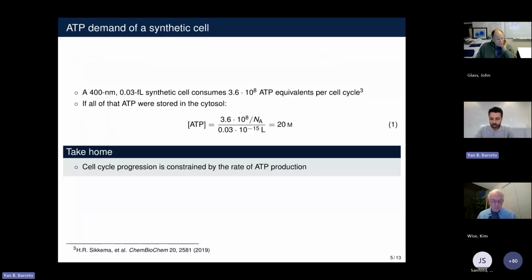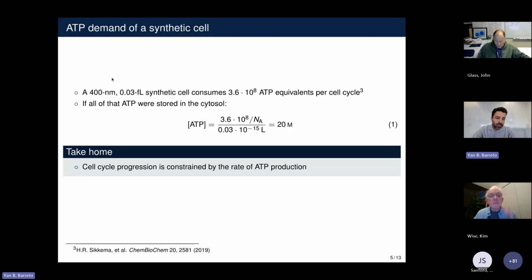Now, in this talk, I wish to address 2 questions that are very important for the creation of a synthetic cell. How much ATP do we need to produce inside the vesicles, and how fast do we need to produce this ATP? The first question has been answered in this 2019 paper by Hendrik and Bert and others, in which they considered major cellular processes, and by summing the ATP requirements of each individual process, they arrived at the number of 3.6 times 10 to the 8 ATP equivalents to sustain a cell cycle of a synthetic cell equivalent in size to the JCVI.